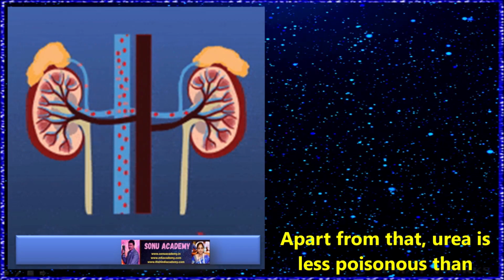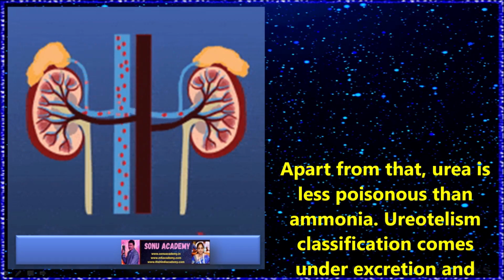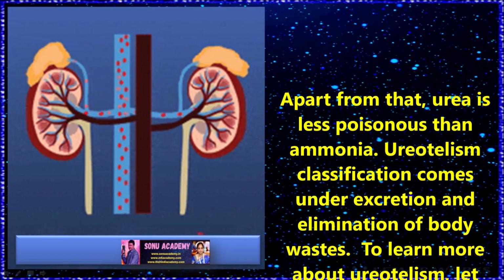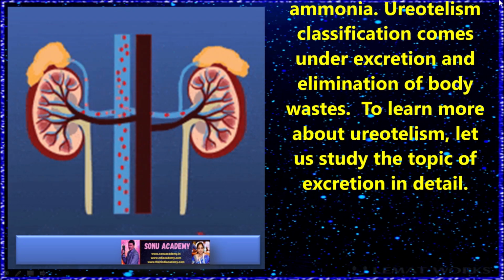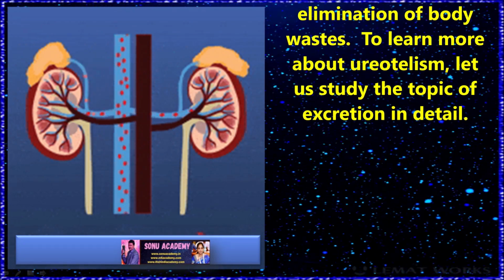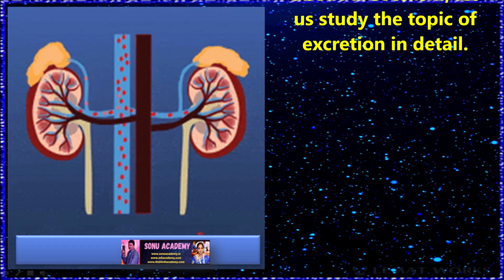Apart from that, urea is less poisonous than ammonia. Ureotelism classification comes under excretion and elimination of body wastes. To learn more about ureotelism, let us study the topic of excretion in detail.